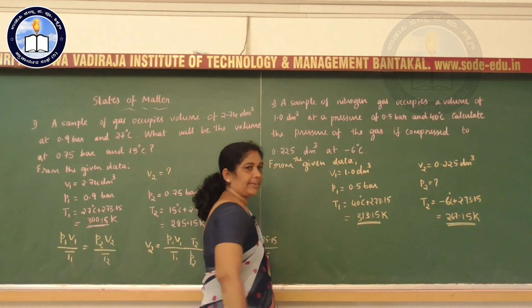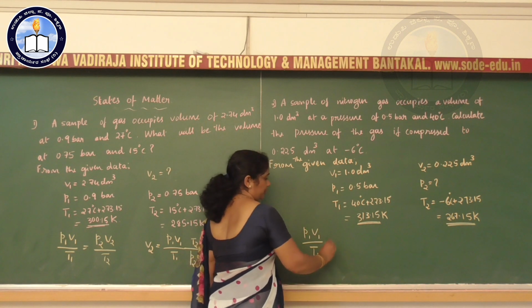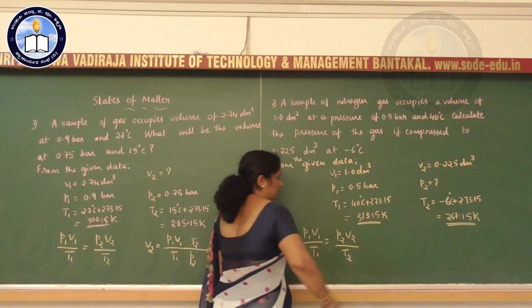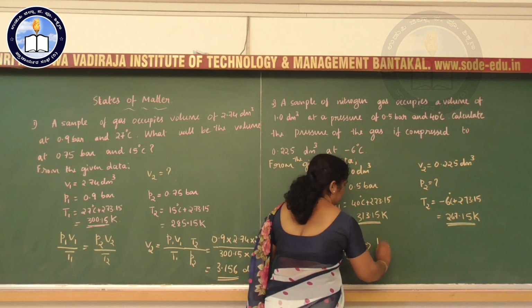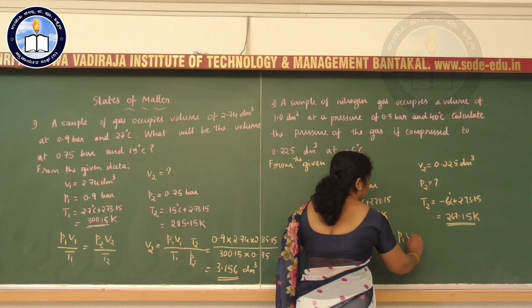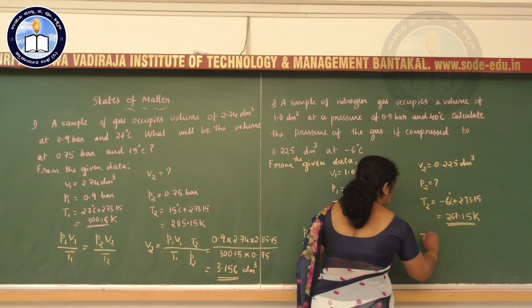What is the combined gas equation? P1 V1 divided by T1 is equal to P2 V2 by T2. Our intention is to calculate what? Pressure P2. So P2 is equal to P1 V1 by T1 into T2 by V2.